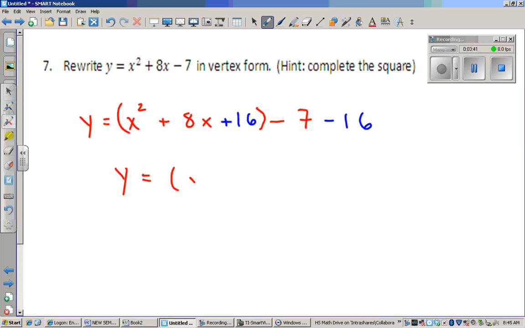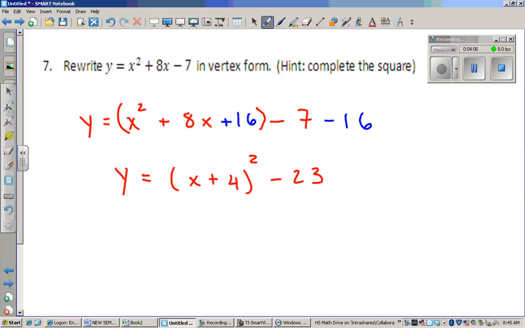We've got y equals x plus 4 squared. You'll notice the 4 was the square root of 16. It's also half of this 8 value. If you wrote these as two separate terms and foiled them, you would get this same answer, x squared plus 8x plus 16. Outside, I got a negative 23, or minus 23.